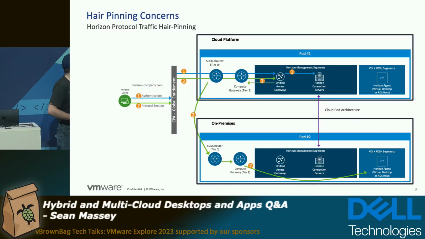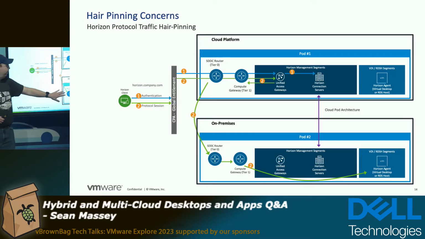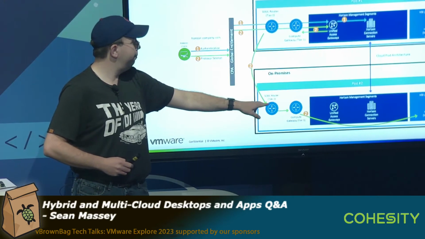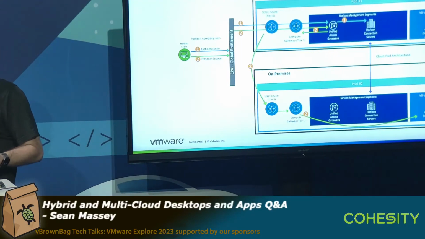Now, that's if they're hitting one cloud and going to another or going back on-prem. It's not necessarily the same if they're landing on-prem and going to the cloud, because our routers on-prem can typically handle that traffic flow.